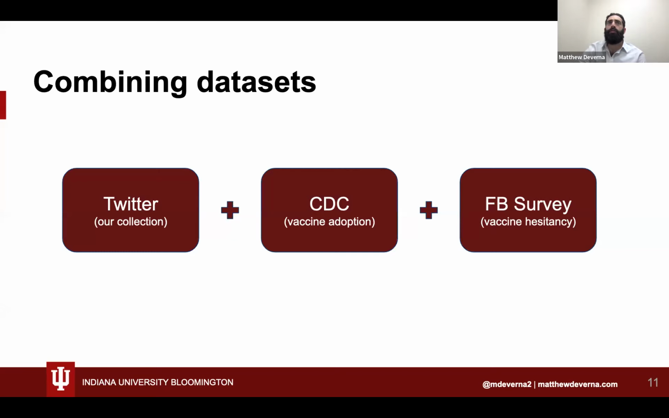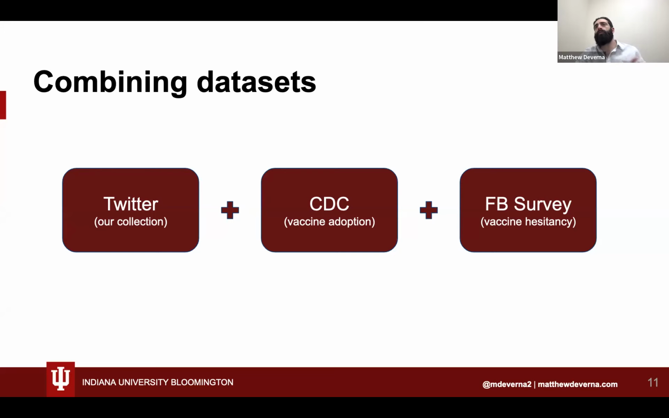The general idea was to combine a bunch of different data sets. We started with our Twitter collection, and then we added the CDC data that has vaccine adoption data reported as the pandemic was taking place. And then we also included Facebook survey data. Facebook was working with Carnegie Mellon to have people take surveys on Facebook, and one of the questions was essentially: would you be willing to take a vaccine today if it was provided to you? So that was a measure of vaccine hesitancy that we can look at.